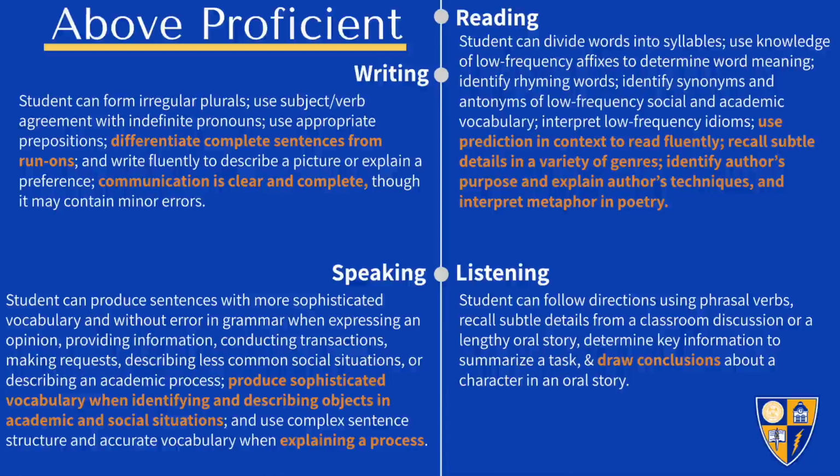Speaking, well, they can produce sophisticated vocabulary. They can explain a process. And for writing, well, they can tell the difference between a complete sentence and a run on, and their communication's clear and complete. So you're above proficient, those are your independent learners. So grades 9 through 12.